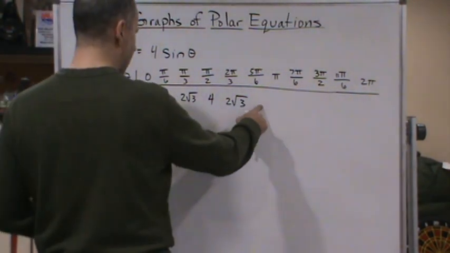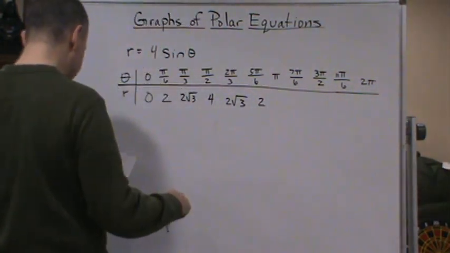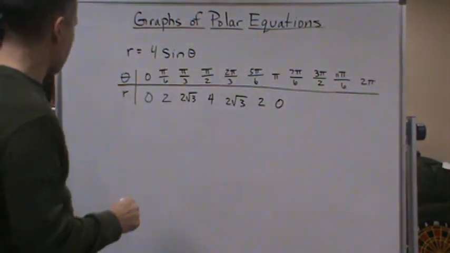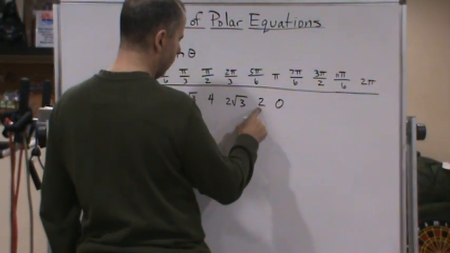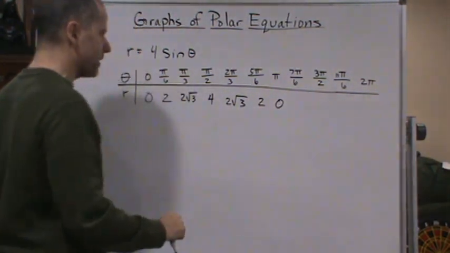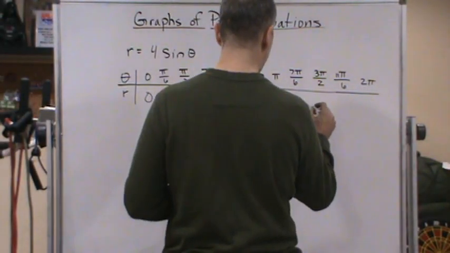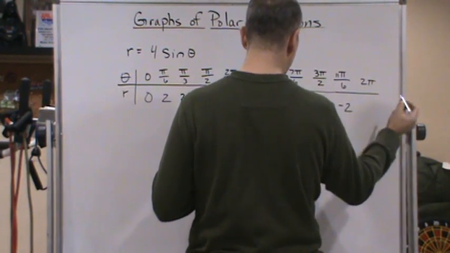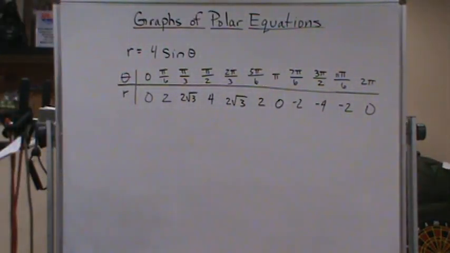And then what about 5 pi over 6? That goes back to 2. And then at pi, it goes to 0 again. So from 0 to pi, it goes from 0 and then back to 0. Now what about 7 pi over 6? It goes to negative 2. And then it goes to negative 4. And then it goes back up to negative 2, and then to 0.